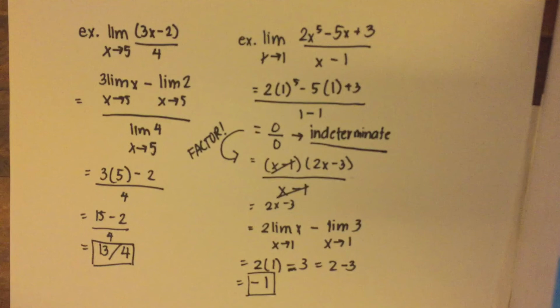Our next example is a bit more complicated. As you can see, if we substitute 1 for all the x's, we get an indeterminate form, which means we will have to factor. Once we factor, we are left with the limit of 2x minus 3 as x approaches 1. So we have to apply the first limit law. So we get 2 times the limit of x as x approaches 1 minus the limit of 3 as x approaches 1, and if we compute and substitute, we get negative 1.